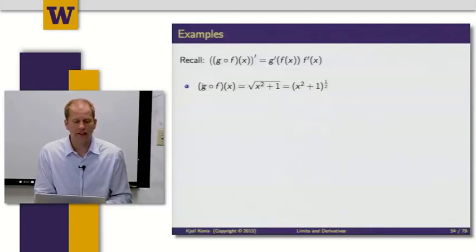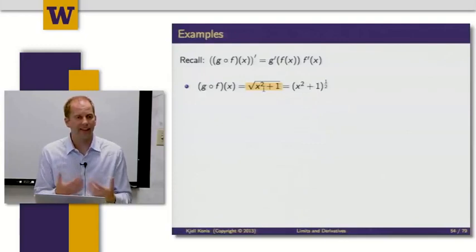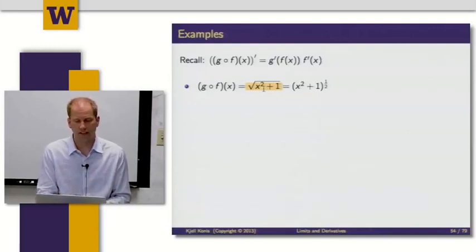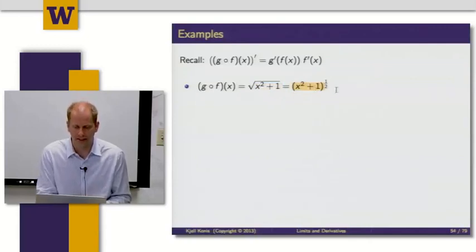So if I say g of f of x is equal to the square root of x squared plus 1, then I sort of have to look at that and say that this has to somehow be two functions. So the two functions I see are x squared plus 1 and then the square root. And again, just to make this a little bit simpler, I'm going to write the square root as this quantity to the 1/2 power.